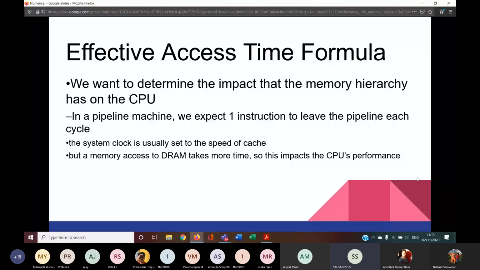So to find the average time required to find the prompted information, we'll calculate it as the hit rate into hit time plus the miss rate into miss time. Let's say you prompt for a variable x, again the same example. The probability of finding x is the hit rate, and the time taken to get it is hit time. So the average time, if it is found in cache memory, is hit time into hit rate, and if it is not found in it, we take it as miss time into miss rate.